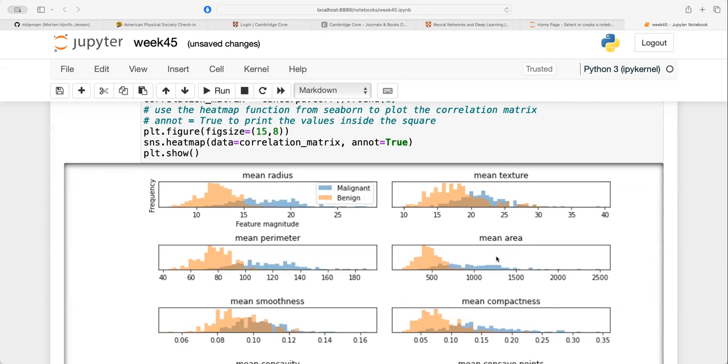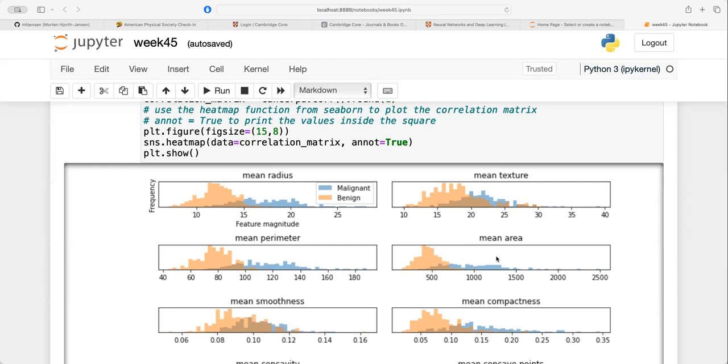So if you look here, you would now see that there are some features where there's a clear distinction between a good and a bad case. And then you have other features which are more difficult to distinguish between. So a pathologist or the medical team, they know what these different features mean.